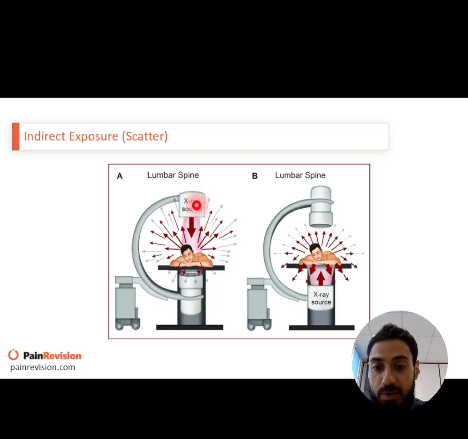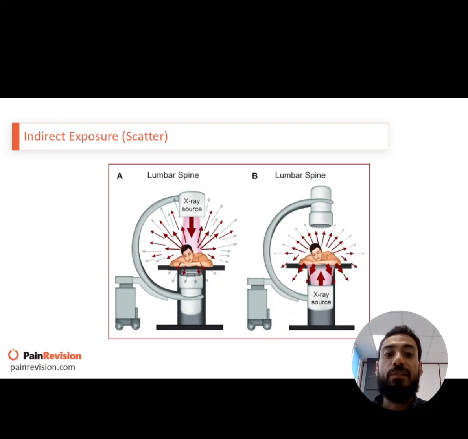Essentially, what's going to happen is that the X-rays are going to go through the patient, and most of the scatter is going to go in this area. So basically, if you're standing here or here, you are going to get a lot of that scatter. Whereas on the other hand, if you put the X-ray source at the bottom and the image intensifier at the top, actually most of that scatter is going to go below you onto the floor, so you get less exposure.